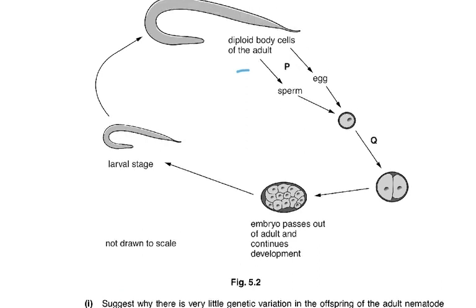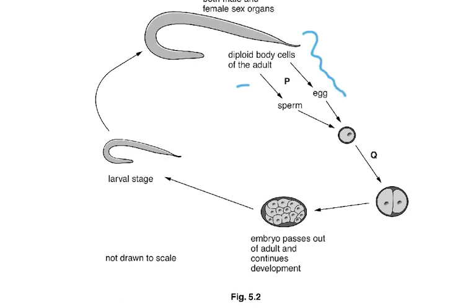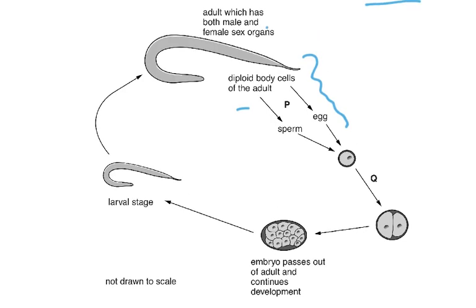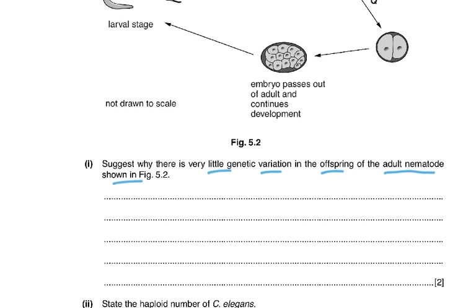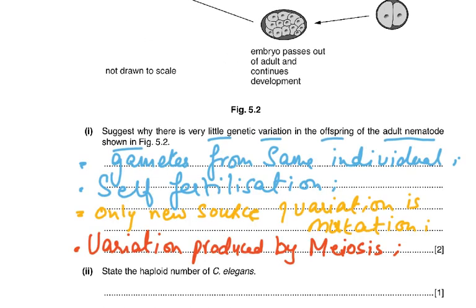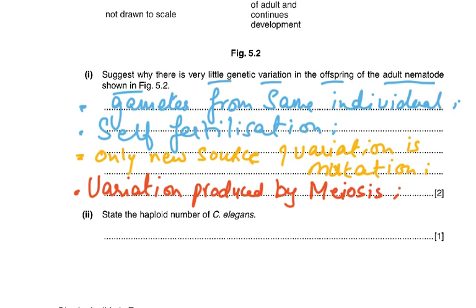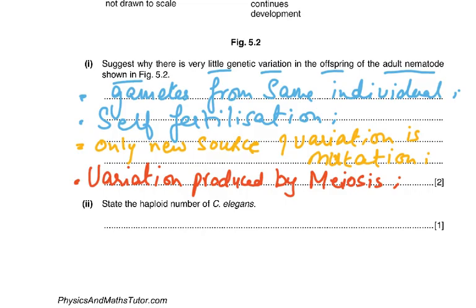But here, what do we have? We have the diploid body cells of the adult, and they are resulting in the formation of the sperm and the egg. Adult, which has both male and female sex organs. So this is why there is going to be very little genetic variation. So gametes from same individual, self-fertilization, only new source of variation is mutation. Variation is produced by meiosis. State the haploid number. It was 12, so diploid was 12, so haploid will be 6.